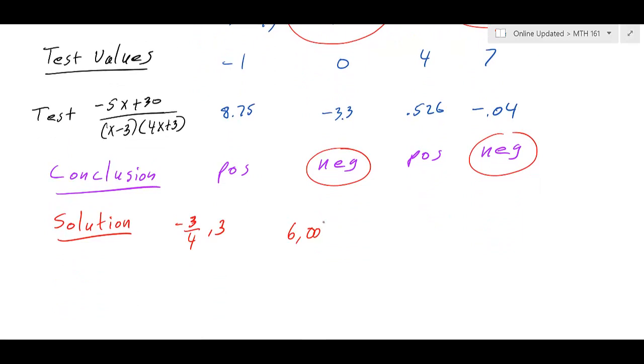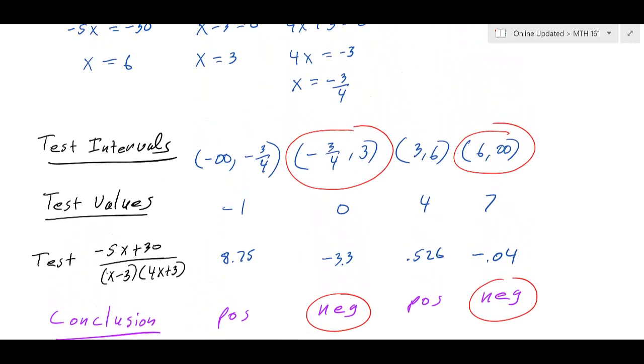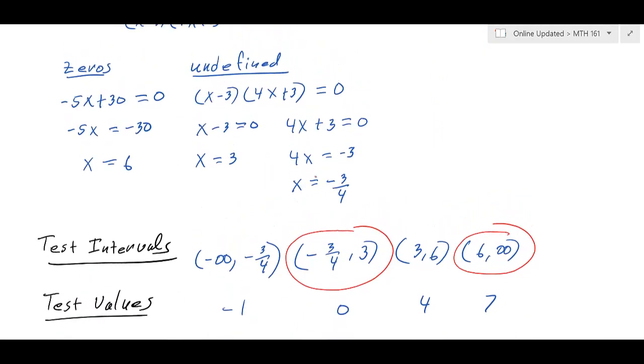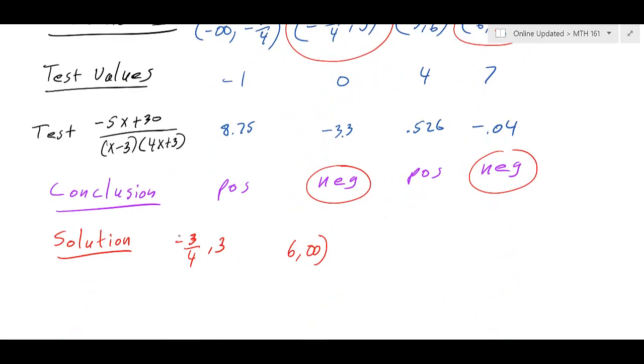And of course, infinity always has parentheses. So the question is now, for the -3/4, is the -3/4 part of the solution? Well, if we go up here and look, the -3/4 is what makes the inequality undefined. So therefore, we would have to use parentheses.